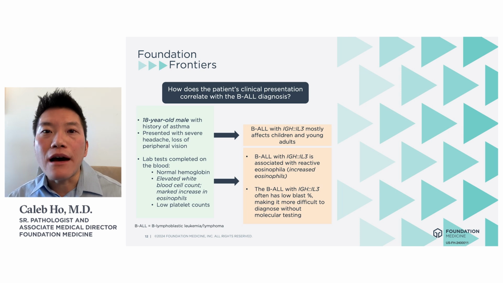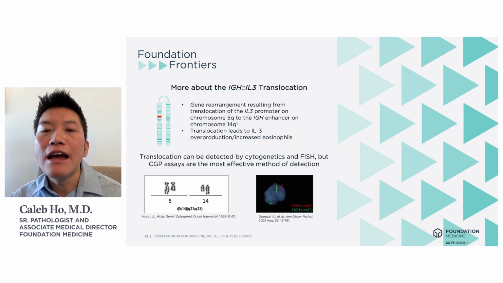This subtype of B-ALL mostly affects children and young adults and can be difficult to diagnose due to the propensity to present with low blast count. It is characteristically associated with a florid background of eosinophils that can raise many other diagnostic possibilities. The IgH-IL3 translocation detected here allows for definitive diagnosis.